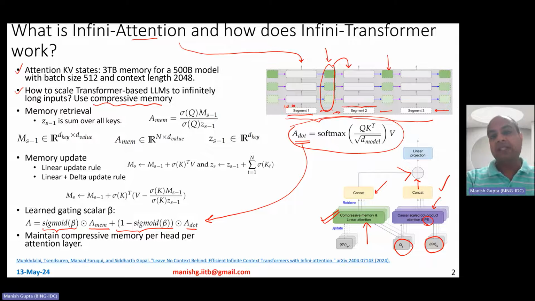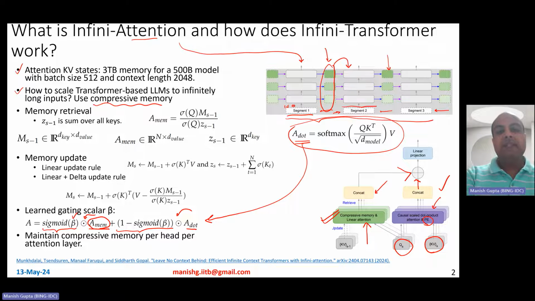So beta is, by the way, just a scalar which is learned. So just a number which is learned, and then this is basically just element-wise multiplication. With a factor of sigmoid of beta and 1 minus sigmoid of beta, you're essentially merging A memory and A dot. So now the question is, how is this A memory obtained, right? That's basically the main question to answer.